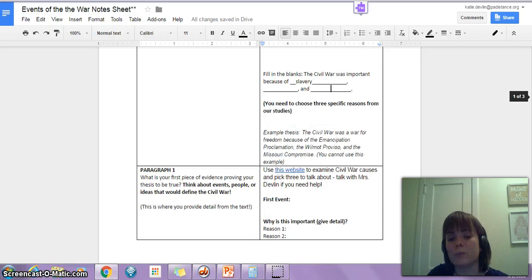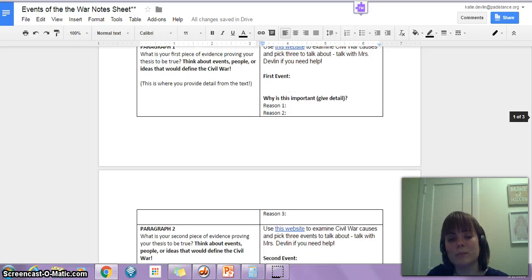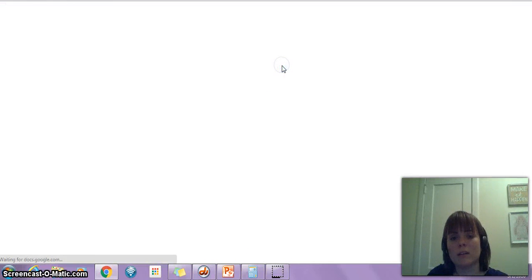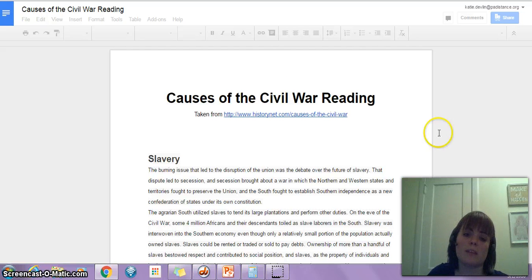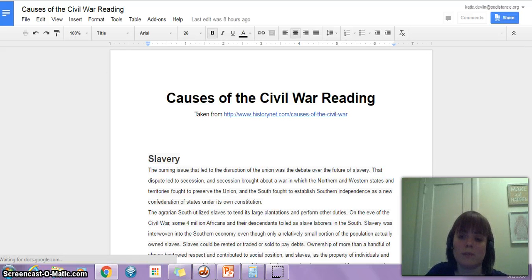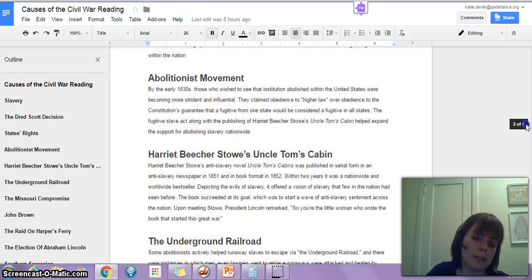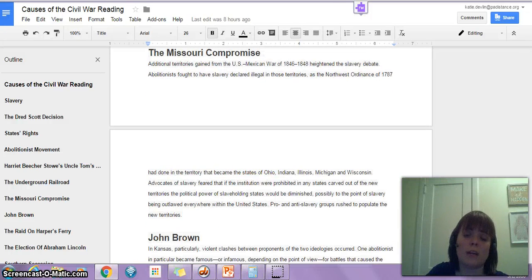And then for the remaining bits of this organizer, you're going to follow this instruction. You're going to go to the website located here, and you'll notice on that website that there are key ideas behind the Civil War. We've got slavery, we've got Dred Scott, states' rights, abolitionists, Harriet Beecher Stowe, Missouri Compromise, lots of things here. You are picking a total of 3 things from this list, and I've already included slavery for you. So you just need to pick 2 other things and then tell me what you know about them and why they were important to the Civil War, okay?